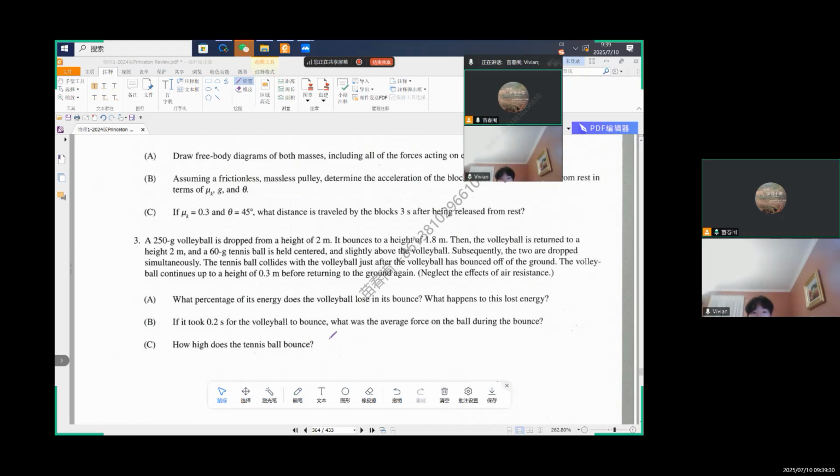Question 3. A 250-gram volleyball is dropped from a height of 2 meters and bounced to 1.8. The volleyball is returned to a height of 2 meters, and the 60-gram tennis ball is held centered slightly above.